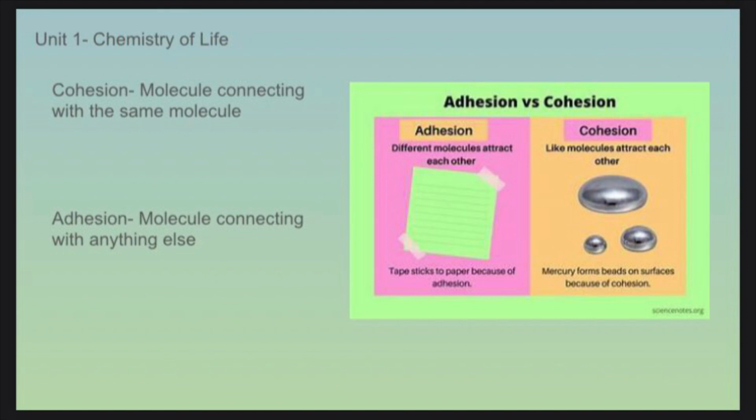Now let's learn about cohesion and adhesion. So first of all, cohesion is basically when molecules are connecting with the same type of molecule. So like water. Water wants to connect with itself. Now adhesion, molecules connecting with anything else. So if you see in the picture, the mercury forms beads on the surface because of the cohesion, because they're different substances, they don't match together well, but it will still attract.